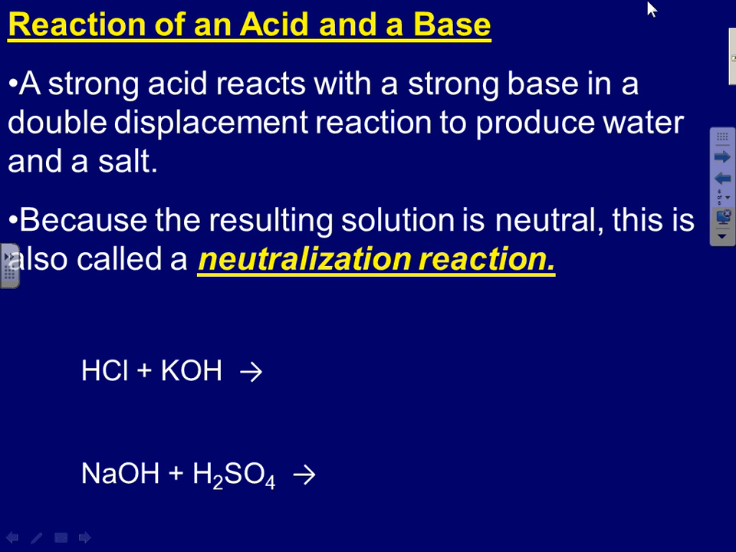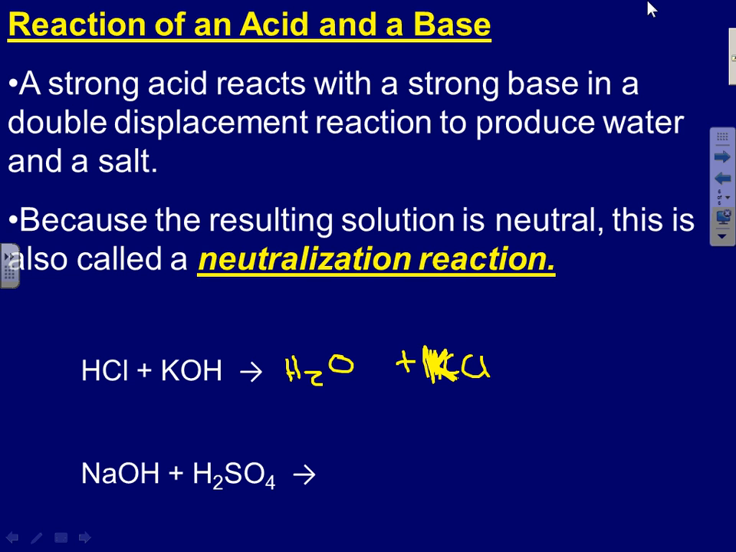We know that water is going to be one of the products, right? Because the H is going to come into this position, and we're going to get H2O, right? And the other one is going to be the other metal ion that goes with the non-metal ion. In this case, it is KCl. I was going to write the Cl first, but that's supposed to be a K. Oh my goodness, I'm making a mess of it. KCl. All right.